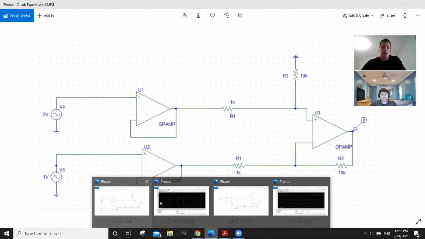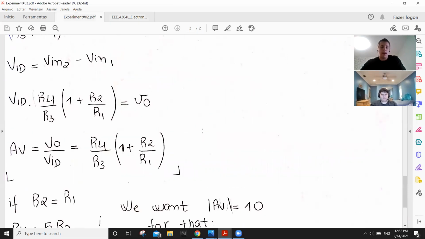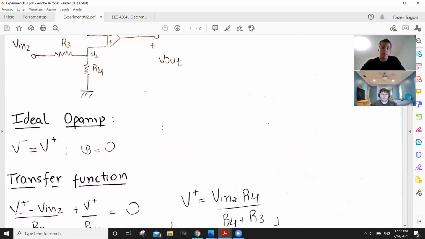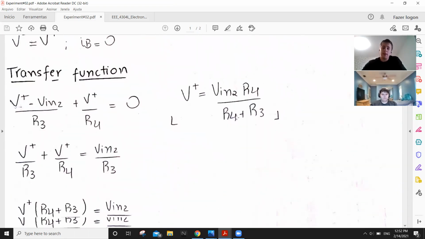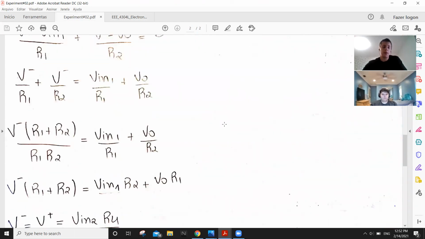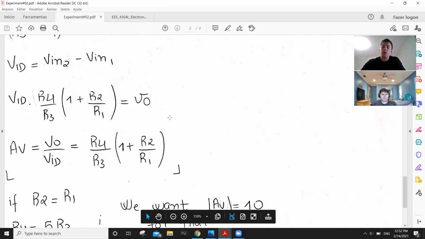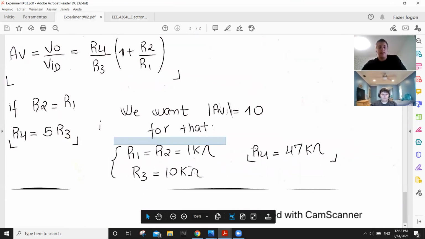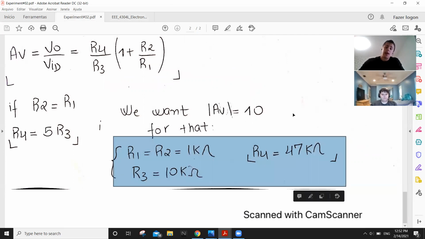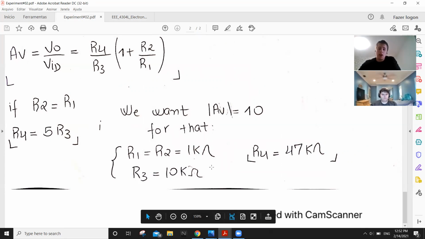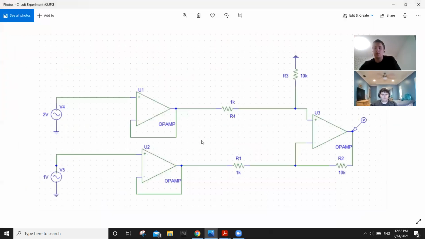For the first section, we made some calculations based on the ideal behavior of the op-amp. These are the equations that we found, and considering these equations and rearranging all the variables to get the transfer function, we get these resistor values. After implementing the circuit itself, we changed these values to 1K and 10K, as we're going to see on the next picture.